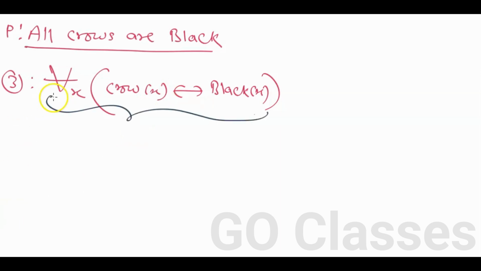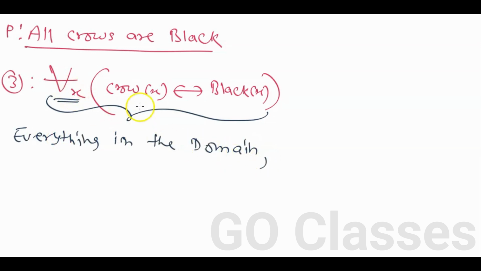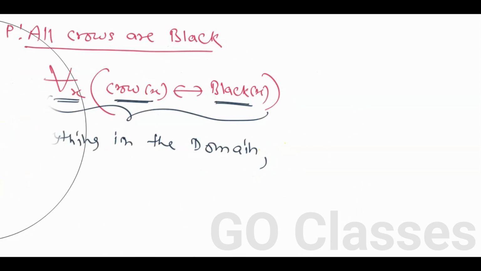Why? First of all, what is this expression saying? It is saying that everything in the domain, for all x means everything in the domain, is a crow if and only if it is black. So basically everything in the domain is black if and only if it is a crow. So that is the point.